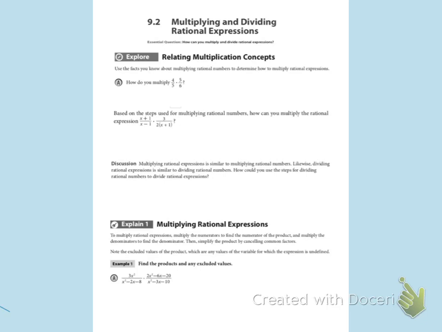So how do we multiply something like 4/5 times 5/6? Well, we simply just multiply straight across. And that's the beauty of multiplying: you multiply the numerators, you multiply the denominators, and we would get 20/30, which could then be reduced to 2/3.